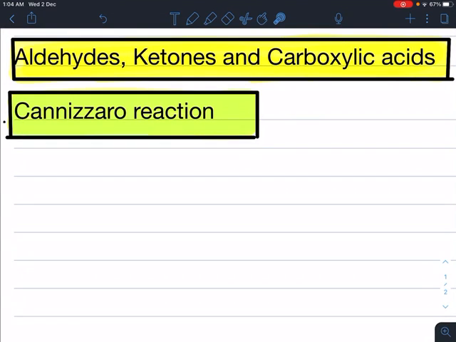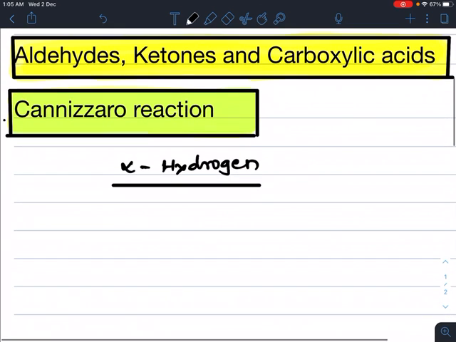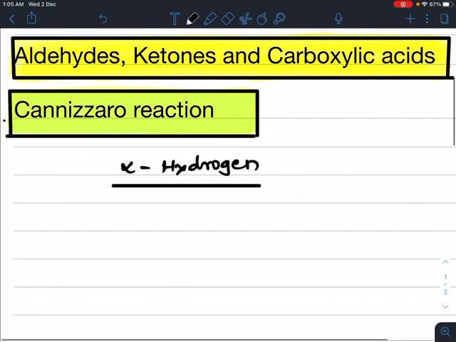Hello students, in this lecture we are going to study the Cannizzaro reaction. The Cannizzaro reaction takes place in aldehydes that do not contain alpha hydrogen. So those aldehydes in which alpha hydrogen is absent undergo the Cannizzaro reaction.